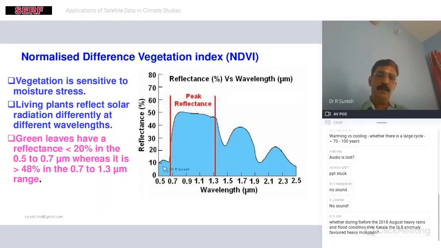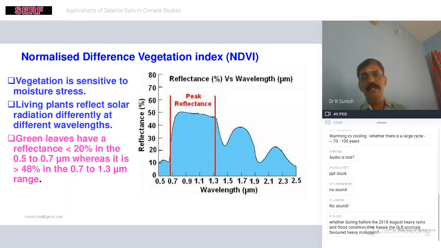Up to 0.5 to 0.7 micron it has a lower value of reflectance. Once it comes beyond 0.7 and goes up to 1.3, it has a very high value, 48%. This is 50, this is 48. So 48% at 1.3 micron. That way we can compare how green leaves reflect and how desert reflects, which gives an idea about vegetation growth.